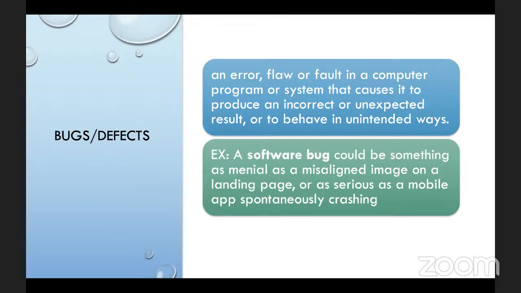So, an error, a flaw, or fault in a computer program or system that causes it to produce an incorrect, unexpected result, to behave in an unintended way. That's not what we intended this platform to do, but unfortunately it's behaving this way. So that's a bug. We need to call it out. We need to fix it.